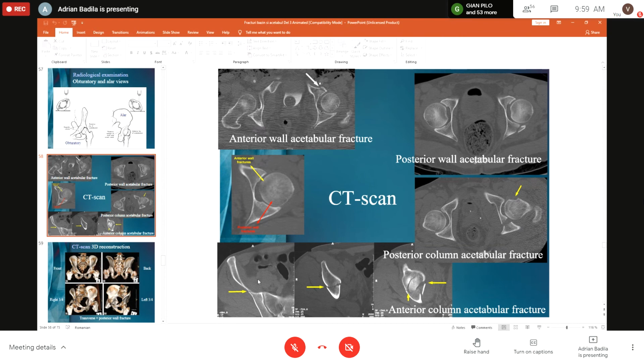Three consecutive horizontal slices at the level of the acetabulum and of the iliac wing. We can see a fracture that starts in the iliac crest and goes down to the acetabulum, and here it's a fracture of the anterior column of the acetabulum. Bigger fragments, longer fracture line.